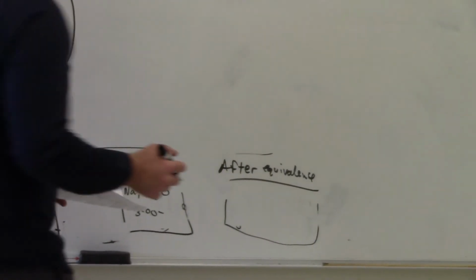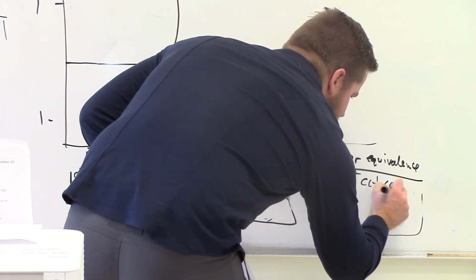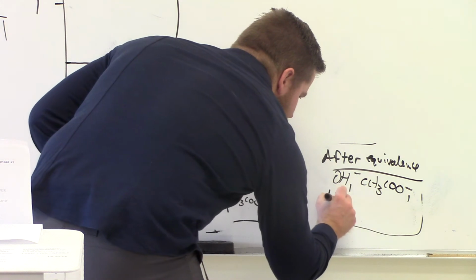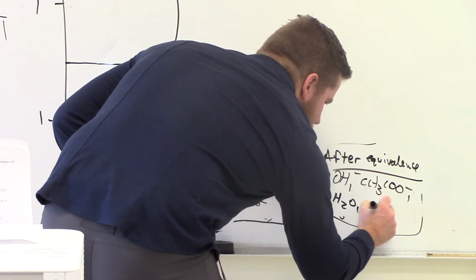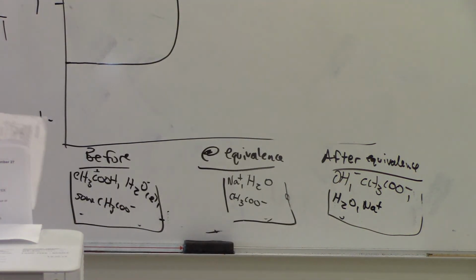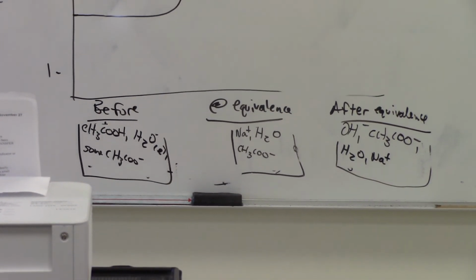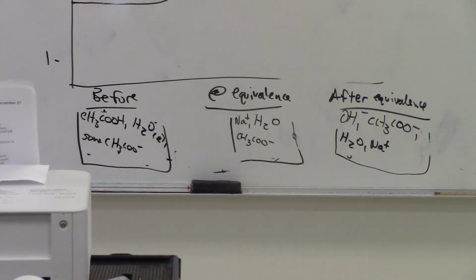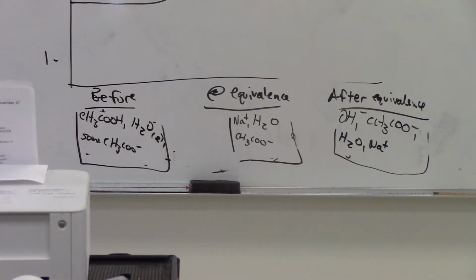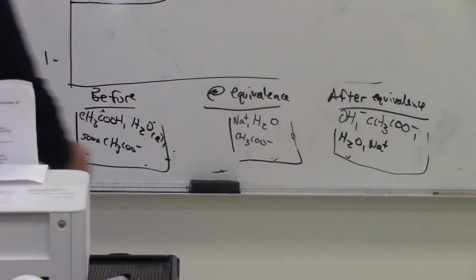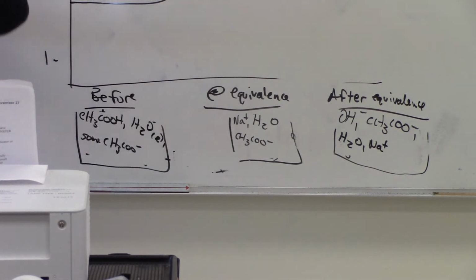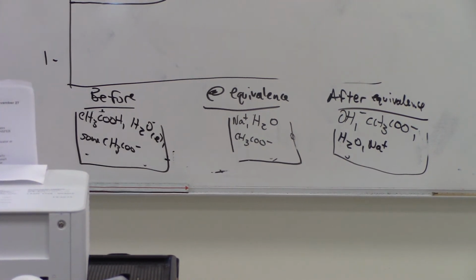Now after equivalence, this is where the base starts to add up, right? So OH-, CH3COO-, H2O, and Na+. Okay, so those are our titration curves for weak acids and strong bases, and strong acids and weak bases. Okay, so that's the second example right there.